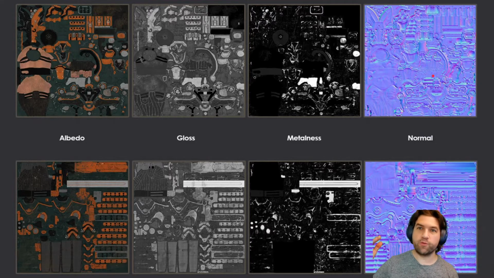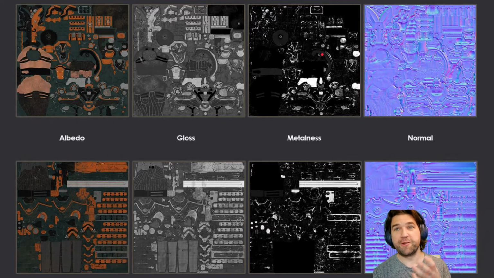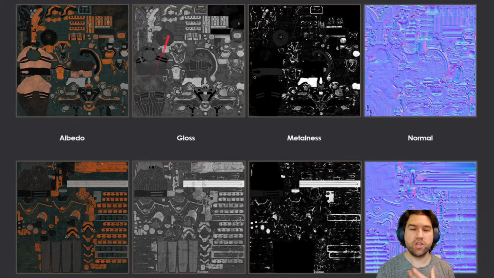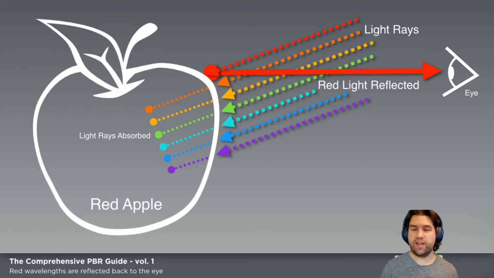With the normal map reflecting light off at an angle, metalness demonstrating where this object is metal or non-metal in this particular area, and gloss saying how diffuse this surface is, how much it is going to scatter light, and the albedo having no shadow in it, no highlighting, no bevels or edges, just purely the basic color that's under this surface.